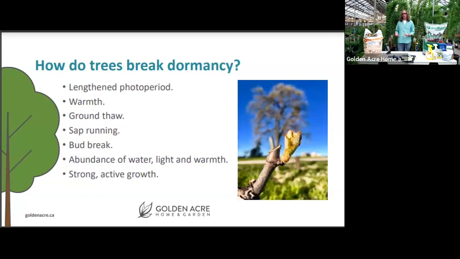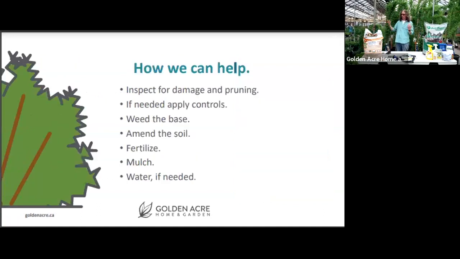So the tree is photosynthesizing, and all of those factors, the warmth, the light, the moisture, everything happening, it's abundant, active growth, and now it has broken dormancy. We have bud break. So how can we help our trees for the upcoming season? What are we looking at? We're going to inspect them for winter damage, where they need to be pruned.